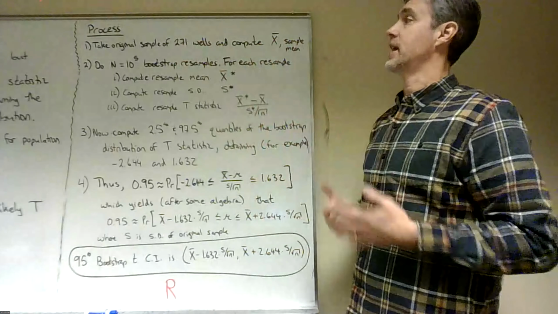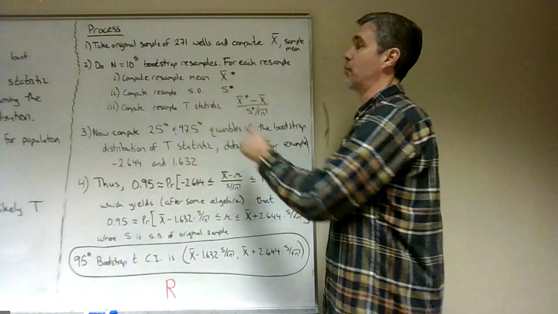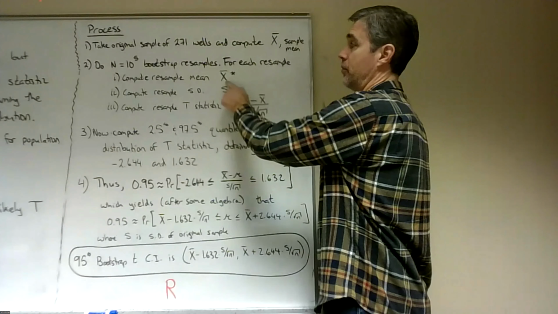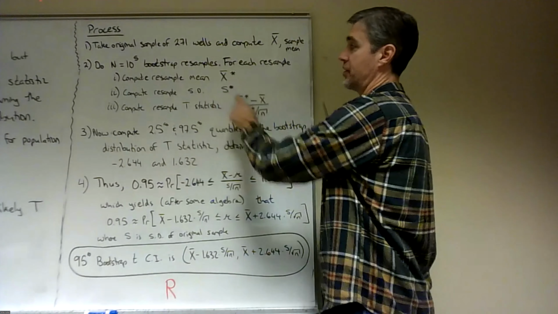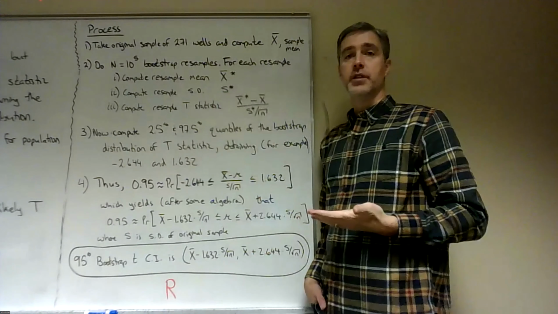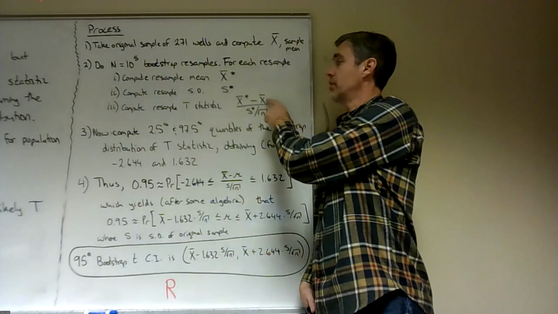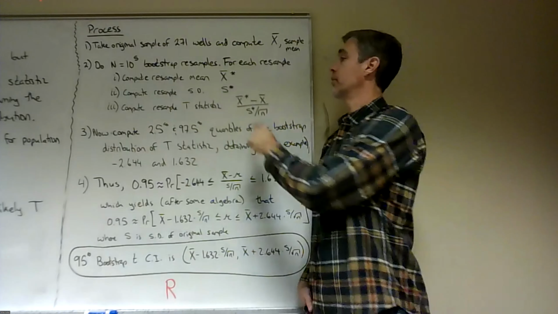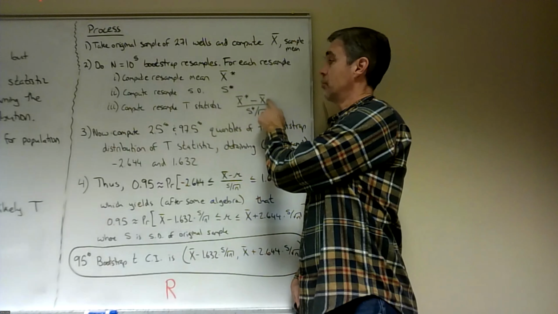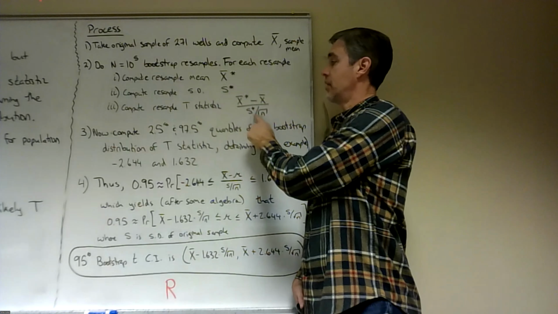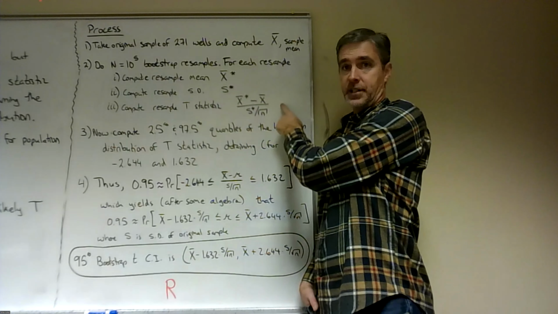But we're going to do a resample of 271, and for that resample, we're going to compute the resample mean, X bar star, the resample standard deviation, S star, and then we're going to compute the resample T statistic. Now, I don't have mu, so I'm going to use X bar in place of mu. So I'm going to do the resample mean minus the original sample mean all over S star divided by root n. And I'm going to record this T statistic.